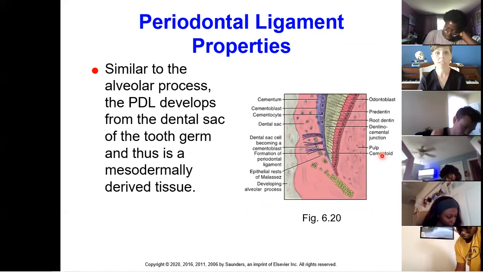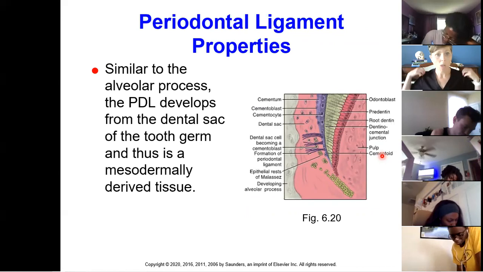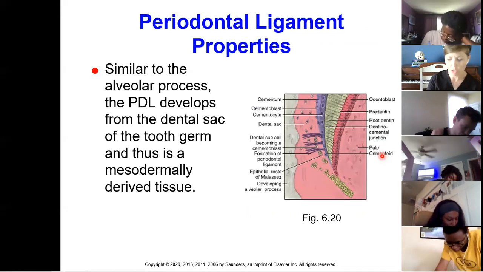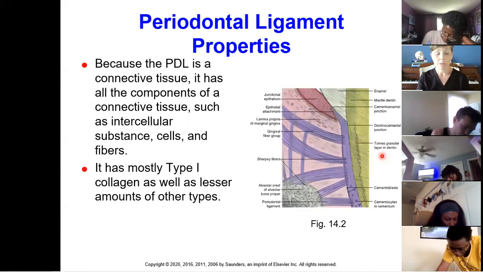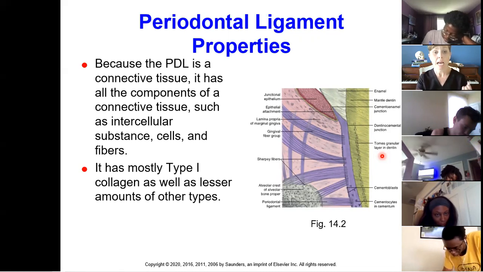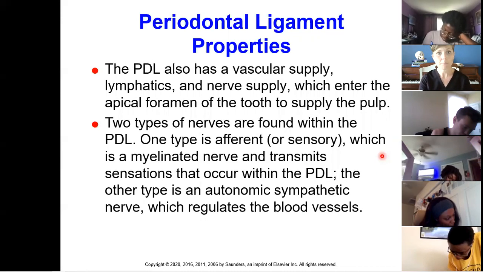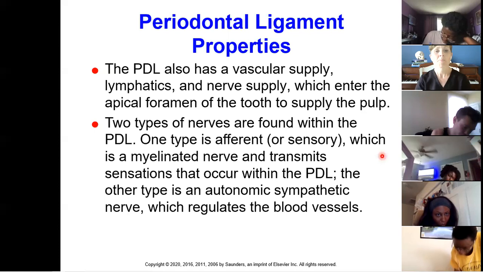Similar to the alveolar process, the periodontal ligament develops from the dental sac of the tooth germ and thus is mesodermally derived tissue. So it's from the mesoderm. Because the periodontal ligament is a connective tissue, it has all the components of connective tissue, such as intercellular substance, cells, and fibers. It has mostly type 1 collagen, as well as lesser amounts of the other types. It has a vascular supply, lymphatics, and nerves, and they all enter through the apical foramen of the tooth to supply the pulp.